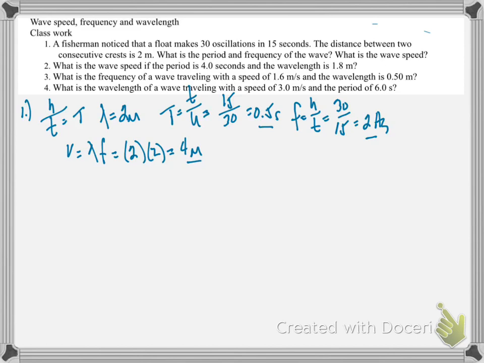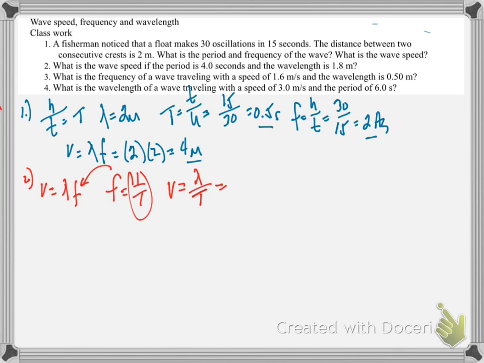Number 2. What is the wave speed if the period is 4 seconds and the wavelength is 1.8 meters? So we have velocity equals lambda f. And we know that frequency is equal to 1 over period. So we can put 1 over period in for the frequency, and we have velocity equals lambda over the period.